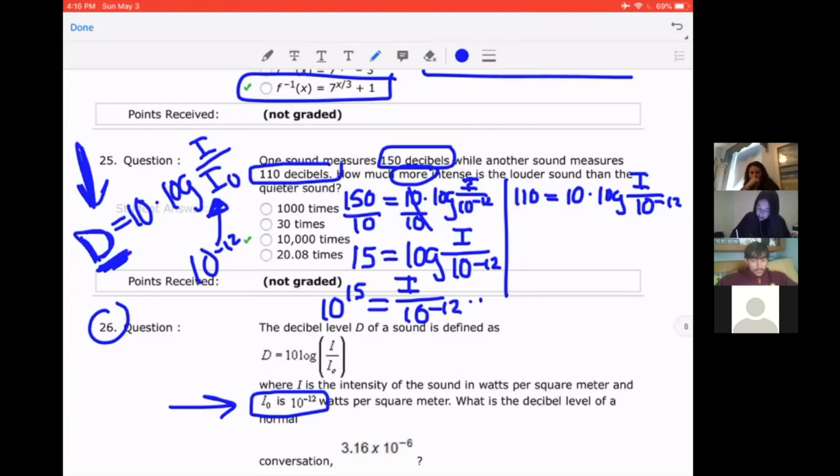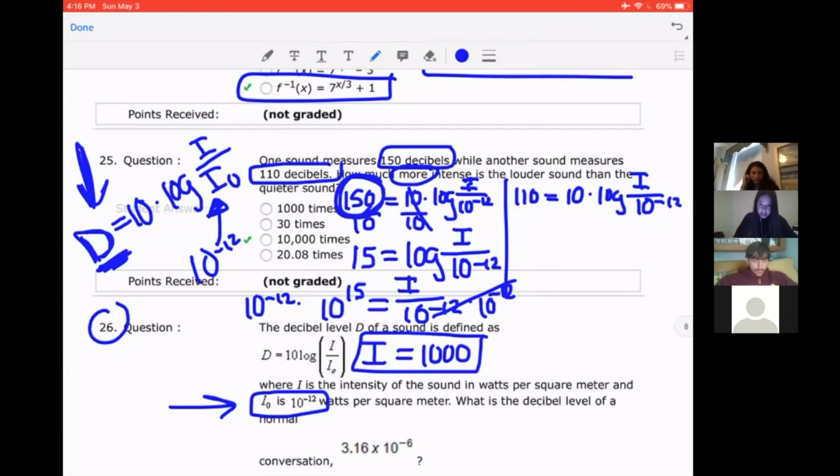Okay, so now I'm going to do both sides, right? Times 10 to the negative 12 to get rid of it. So 10 to the power of 15 times 10 to the power of negative 12, and I end up with an intensity of 1000. So for the 150 decibels, my intensity is 1000.